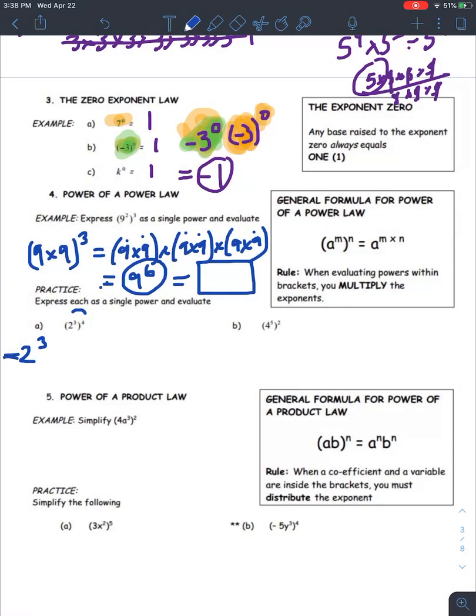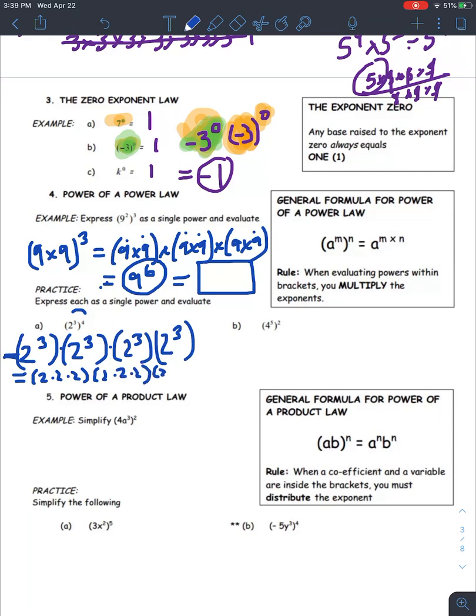So it's 2 to the power of 3 times 2 to the power of 3 times 2 to the power of 3 times 2 to the power of 3. And each one of these, so that's 2 to the 3 raised to the power of 4, so it's times itself 4 times, just like any other power. And inside the brackets, you have 2 times 2 times 2 times 2 times 2 times 2 times 2 times 2 times 2 times 2 times 2 times 2, which equals 2 to the power of 12.